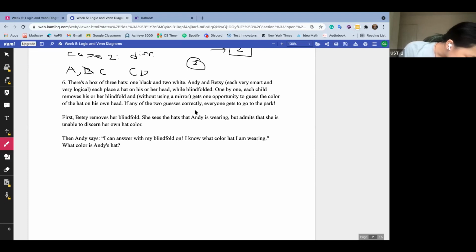Yeah, so I want to just re-explain what you just said. If Andy is wearing a black hat, there's only 1 black one, which means that Betsy knows for sure that she has a white hat. But if Andy has a white hat, then there's 1 black one and another white one left, which means that Betsy doesn't know if she has a black hat or a white hat, which means that Andy must have a white hat.